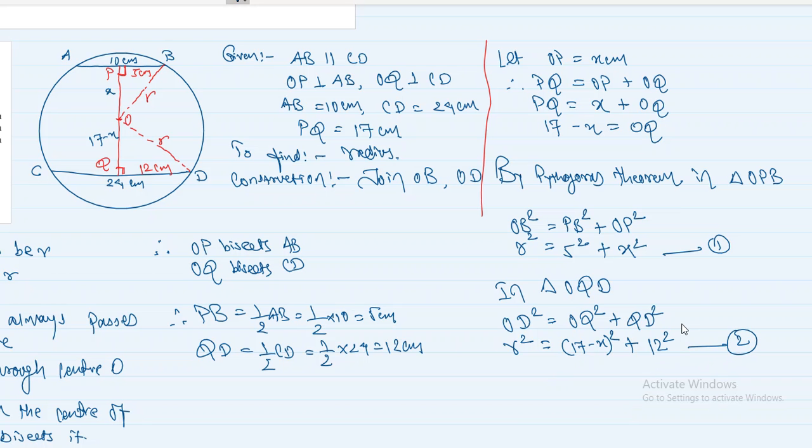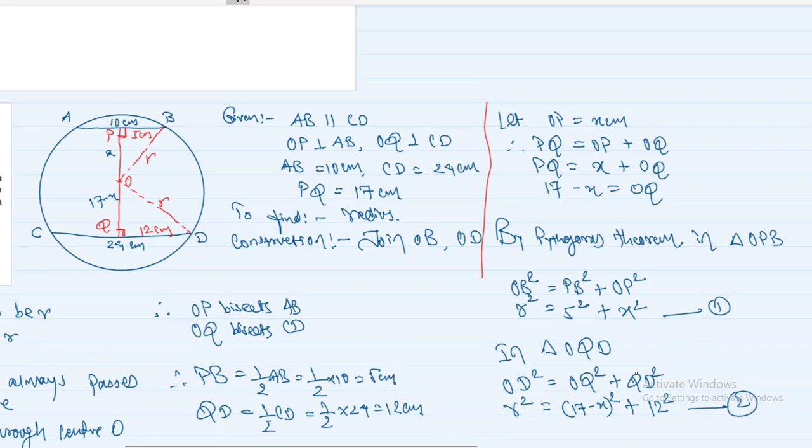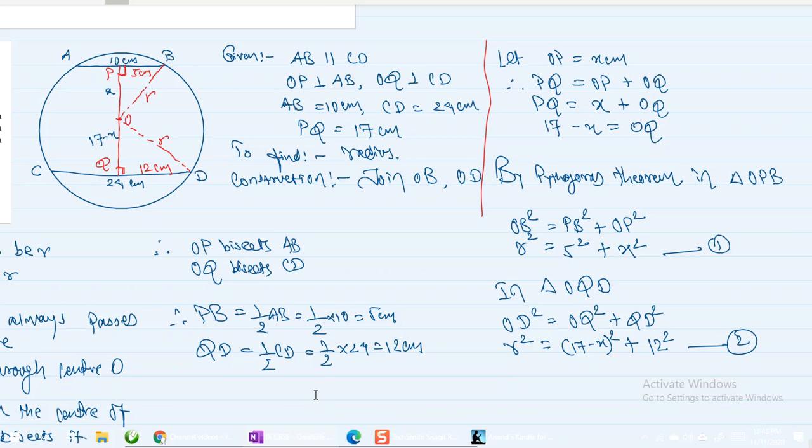Now what we can do is, because both the equations are in terms of R square, both are the values of R square, we can equate them.